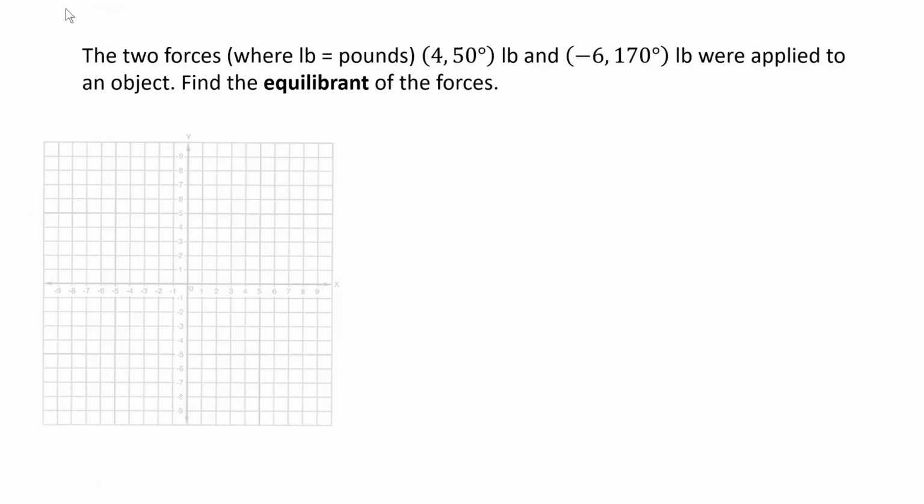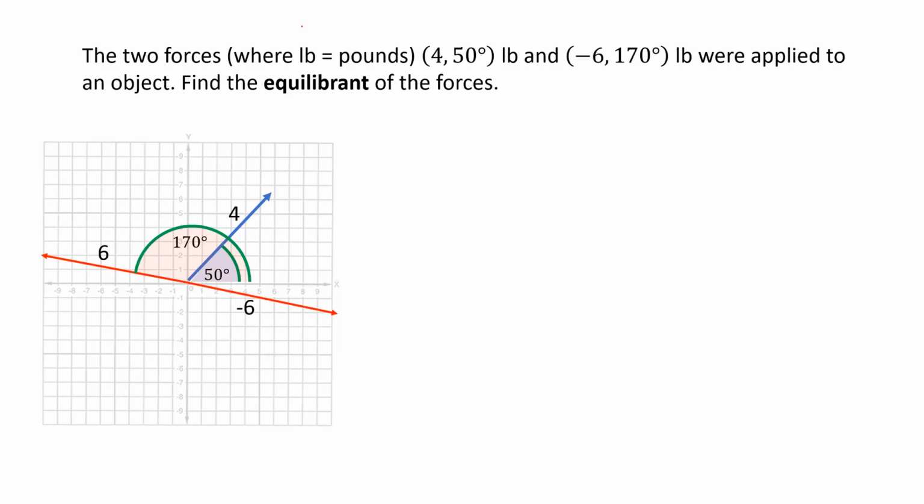Okay, so in this problem, we're going to find the equilibrant of the forces. The two forces, 4 lb at 50 degrees and -6 lb at 170 degrees, were applied to an object. Find the equilibrant of the forces. So to do this, the first thing you're going to have to do is find the resultant. Before you can find the equilibrant, you have to find the resultant. And to do that, you are going to first of all graph these two things, 4 at 50 degrees and -6 at 170 degrees, so that's the +6.